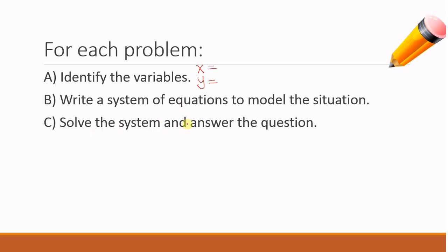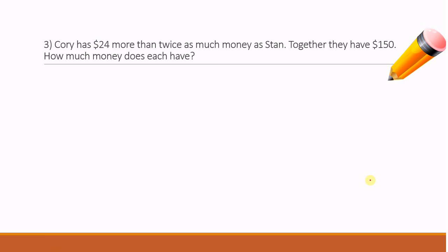Then we're going to need to solve the system just like we've been doing the last few days. This one: Corey has $24 more than twice as much money as Stan. Together they have $150. How much money does each have? So for part A, remember, you're always going to look at the bottom, the last question they ask. How much money does each have? So they want to know how much money does Corey have and how much money does Stan have.